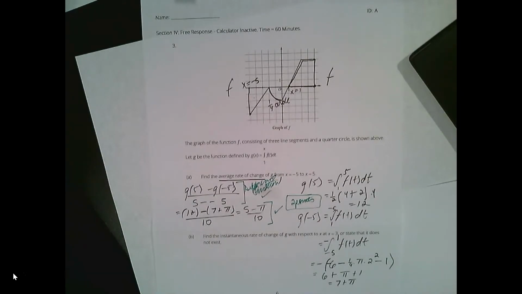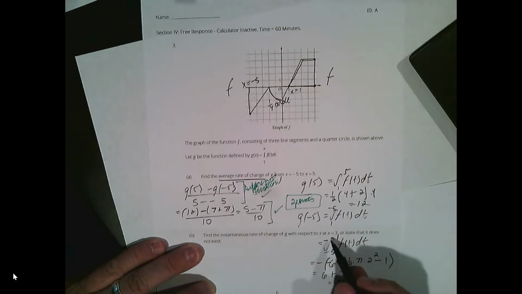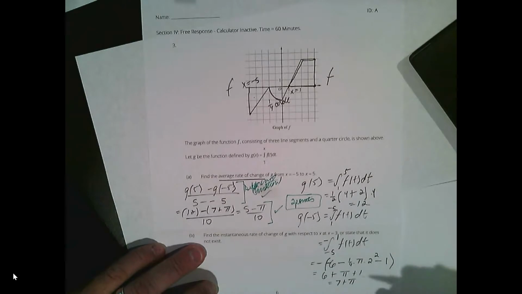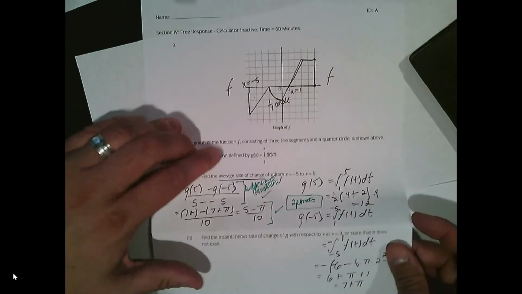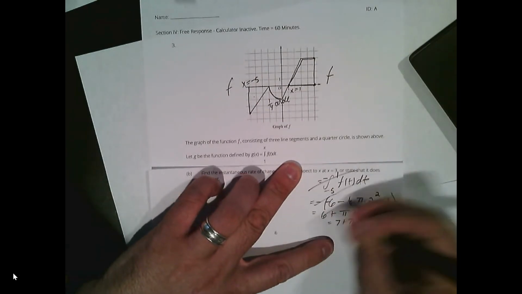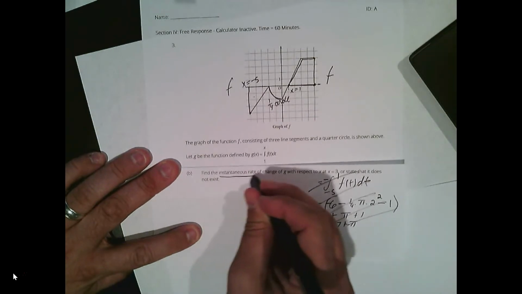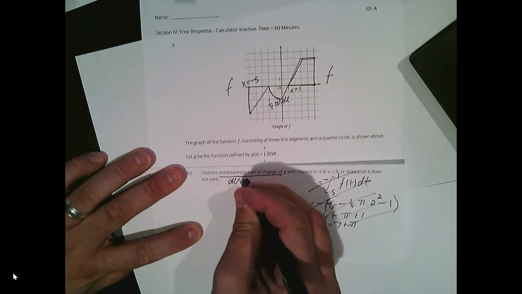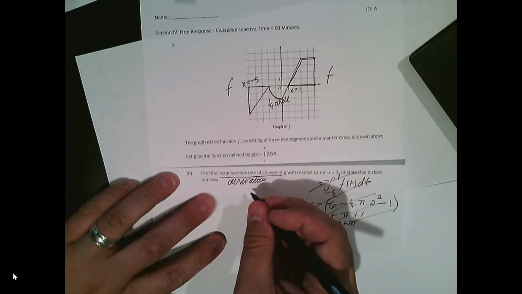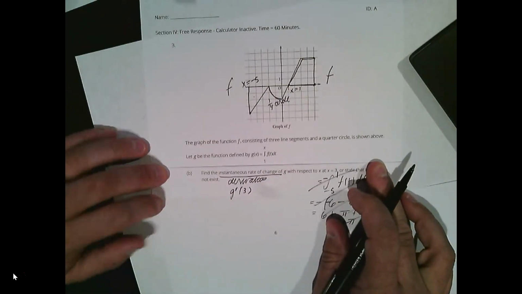Part B. Find the instantaneous rate of change of g with respect to x at x equals 3, or state that it does not exist. All right, let me fold up some of this work. Okay, let's just ignore that. The instantaneous rate of change of g, well, that's just the derivative with respect to x at x equals 3. Really what we want is g prime of 3.